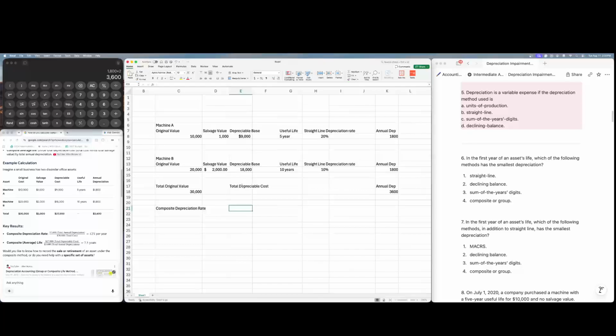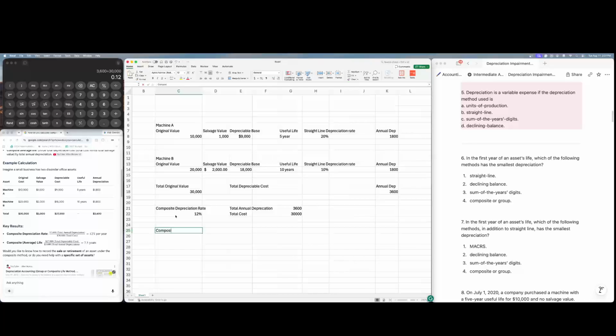Okay, so the formula for that is total annual depreciation divided by total cost. So the annual total depreciation is going to be 3,600. Total cost is 30,000. So 3,600 divided by 30,000 is 12%. So the composite depreciation rate is 12%.